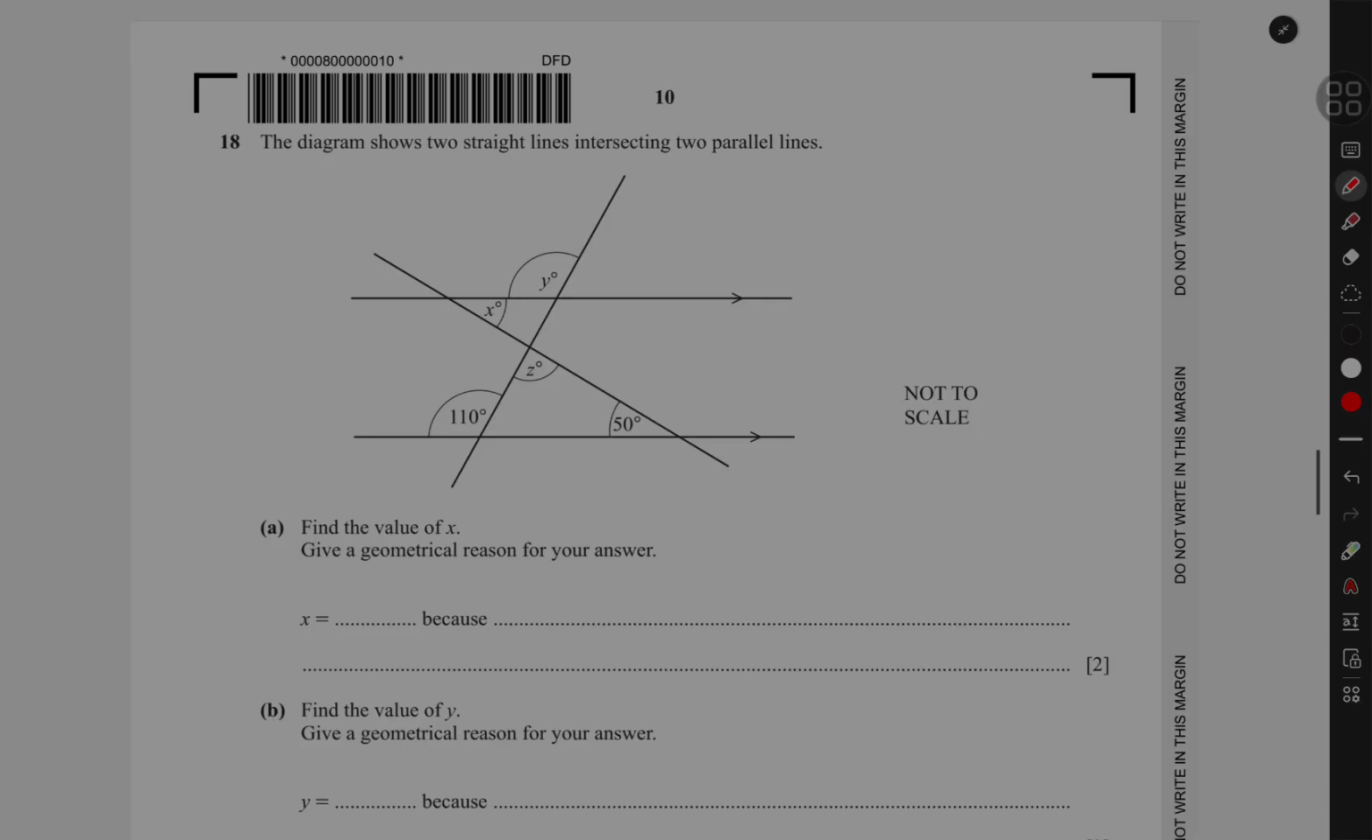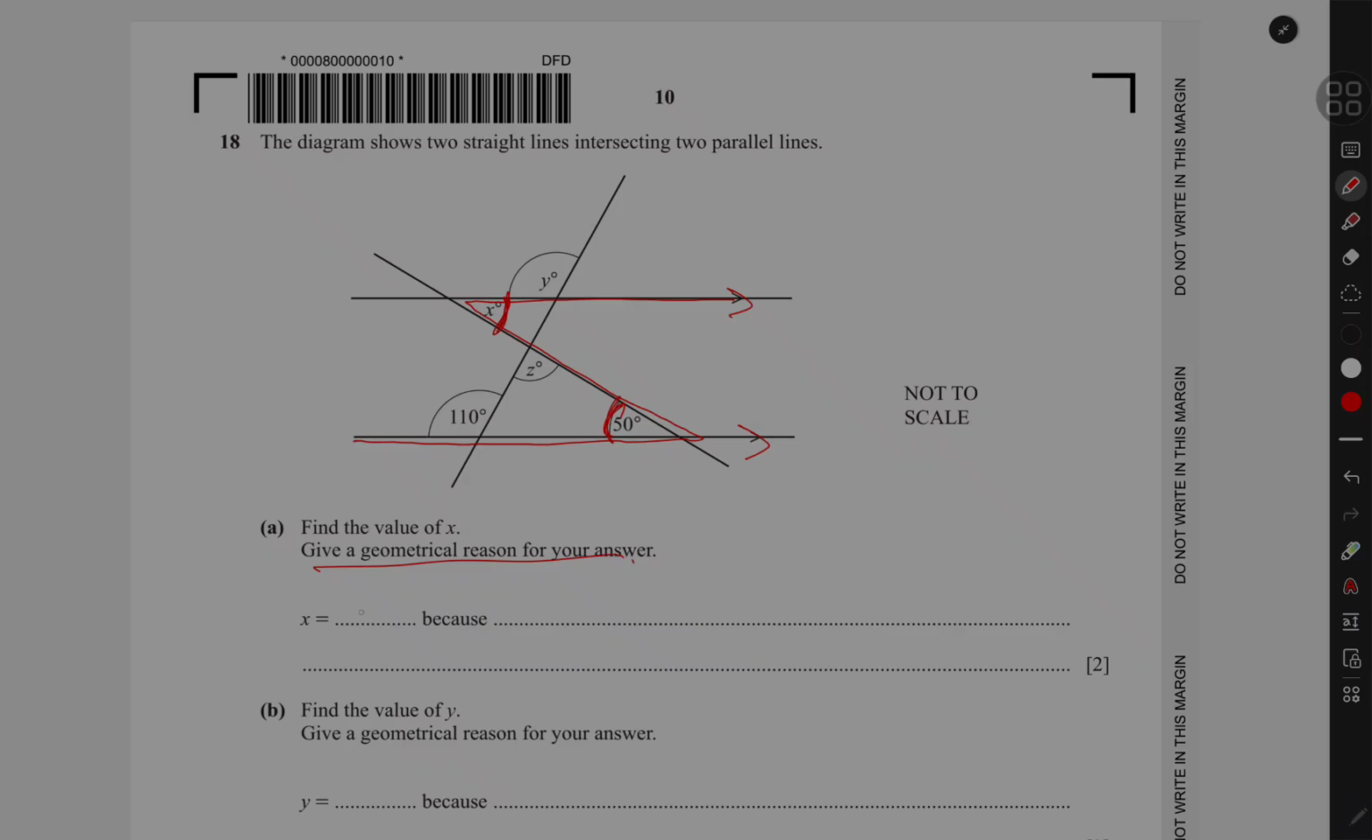The diagram shows two straight lines intersecting two parallel lines. I like these questions. Find the value of x. Give a geometrical reason for your answer. Okay, we need to find some z's. Not the sleeping z's, but the working z's. I found a z. If these two lines are parallel, these two angles should be equal. So I have x equals 50.